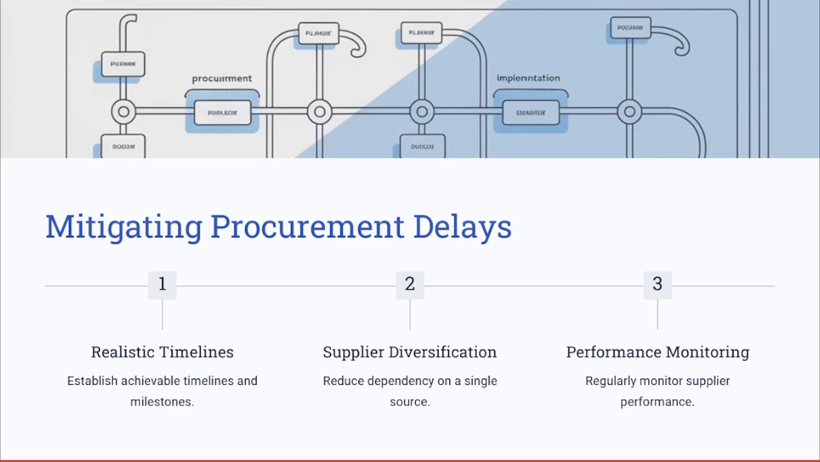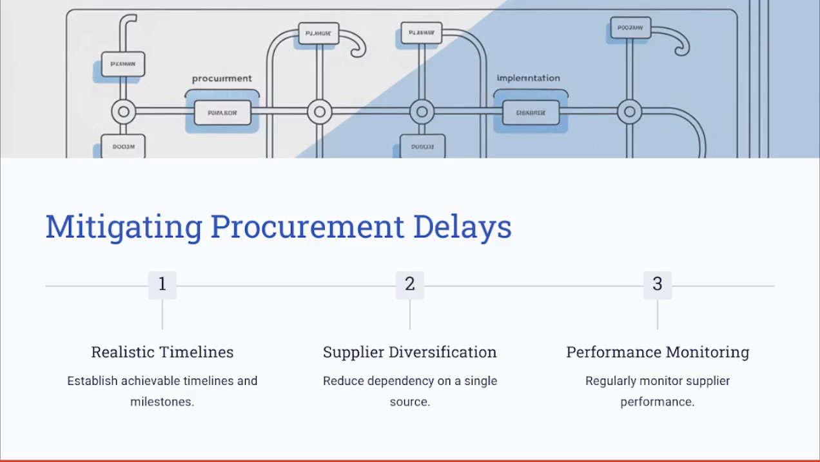Now let's see how you can mitigate procurement delays. Procurement delays can derail the project schedule. So ensure to establish a realistic timeline and milestones within your contract. Also, diversify the suppliers to reduce the dependency on a single source. Look for alternative suppliers who can provide you the same goods and services, just to ensure that you don't put all of your dependency on a single source.